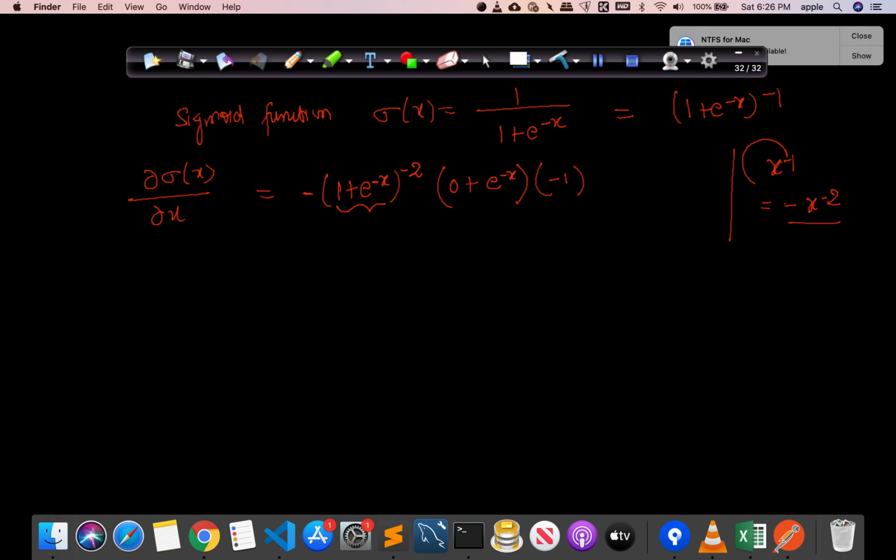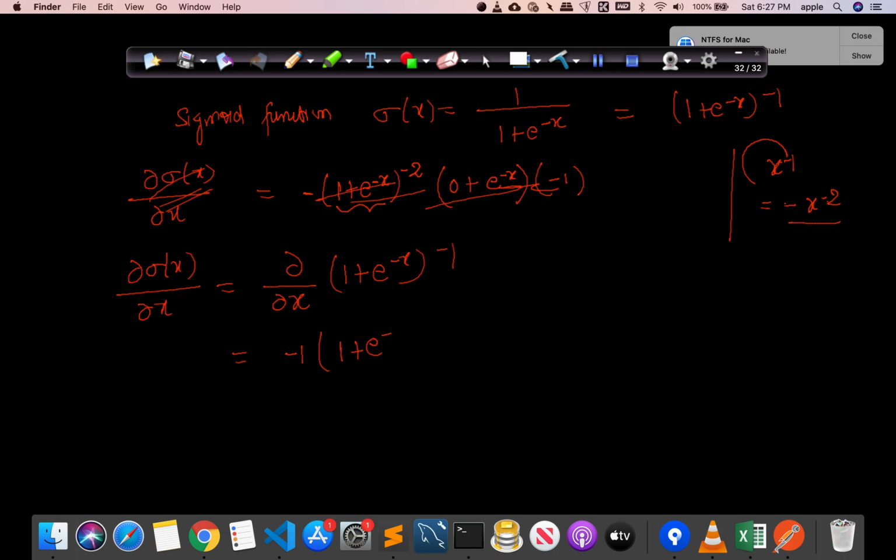Let me make it more clear. Just ignore this. This is the derivative of sigmoid of x with respect to x. We first differentiate this particular term, 1 plus e to the power minus x, whole power minus 1. When we solve this, it becomes minus 1 plus e to the power minus x, and the power has to be decreased, so this will become minus 2. Then we have to differentiate the term inside, that is 1 plus e to the power minus x.